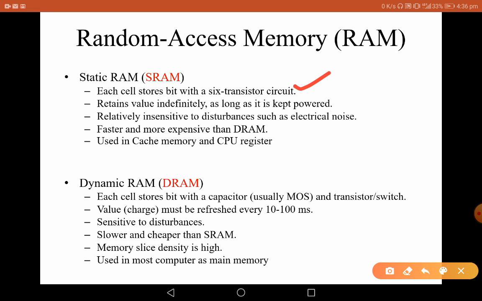It retains its value indefinitely as long as power is kept on. Although it's volatile memory, the power is required, but we don't need to refresh it. It is literally insensitive to disturbance such as noise, because it is always connected to VDD or ground.